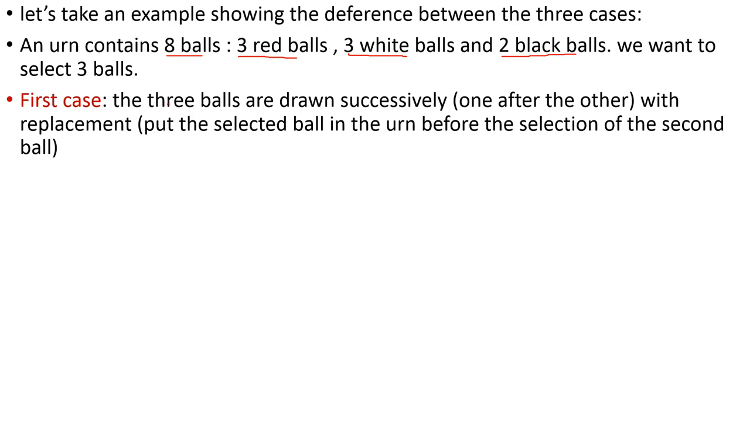What type of selection is here? How many cases do we have here? Permutations with repetition, permutations without repetition, or combination? Combination, no. Combination is whenever we take them at the same time. So the three balls are drawn successively, one after the other, with replacement. We put the selected ball back before the selection of the second ball. We take the first ball, we replace it back. We take the second ball, we replace it back, then we take the third.